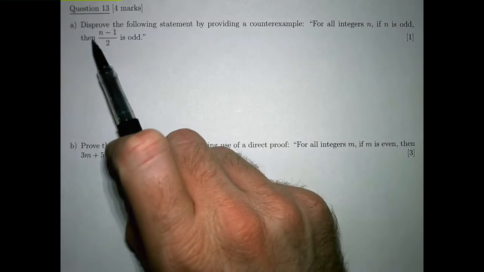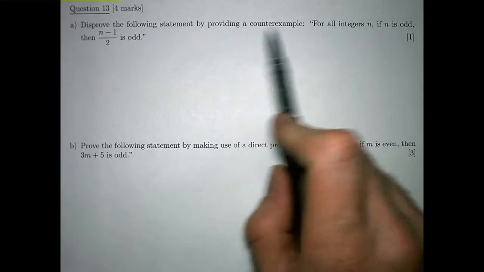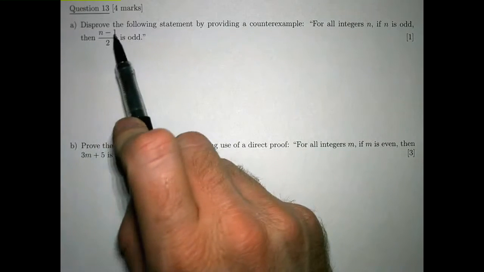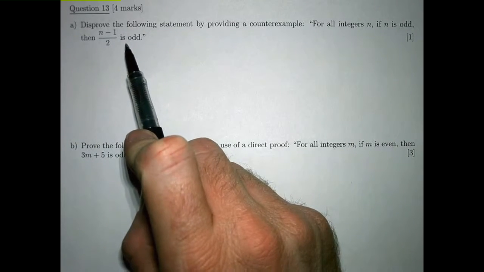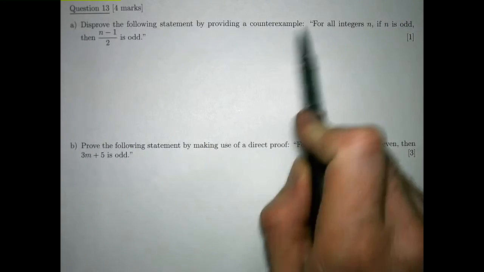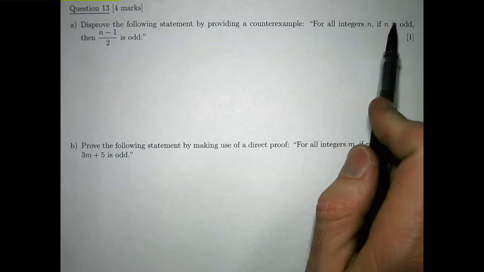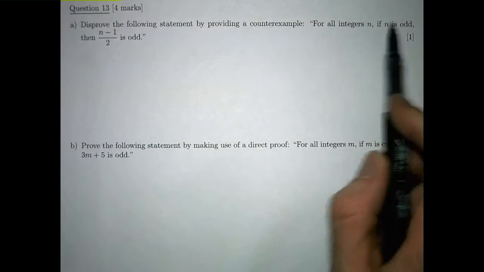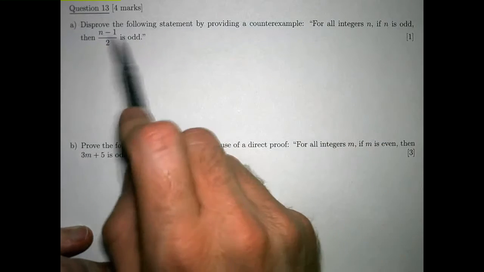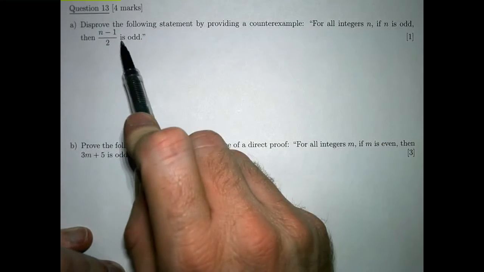Now A asks us to disprove the following statement by providing a counterexample. For all integers n, if n is odd, then (n minus 1) over 2 is odd. Because we want to disprove it by counterexample, we only have to find one example, one integer that is odd, that shows that the sentence is false. So we want an integer that is odd, so that (n minus 1) over 2 is not odd.